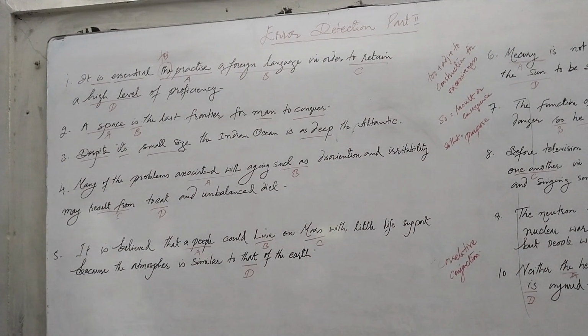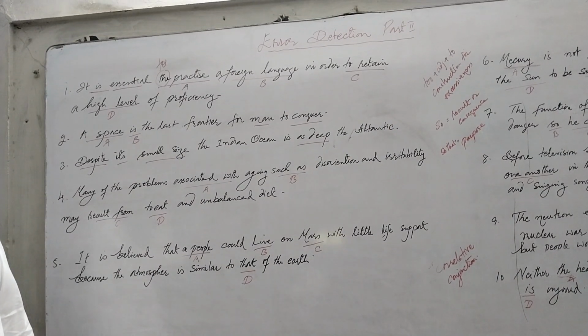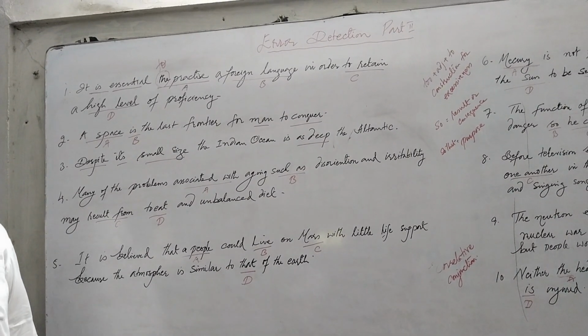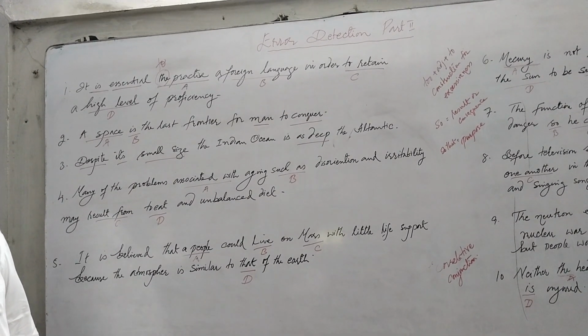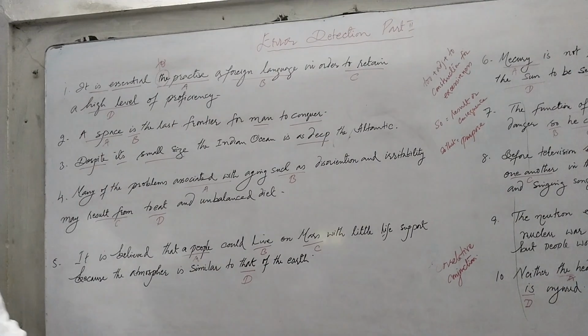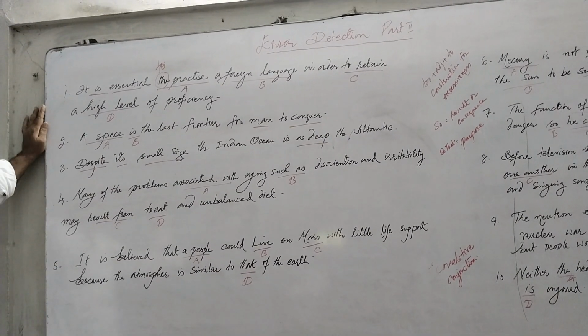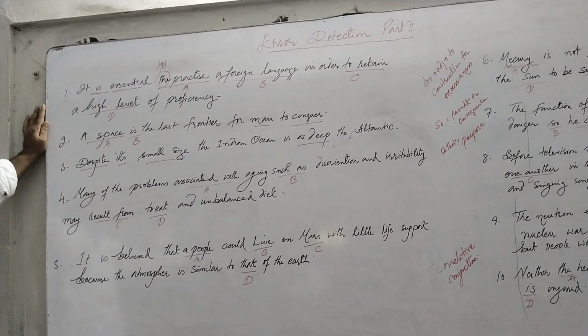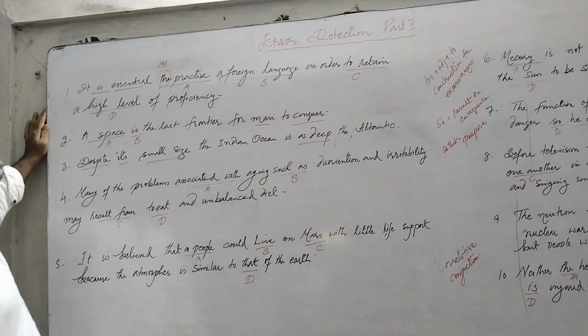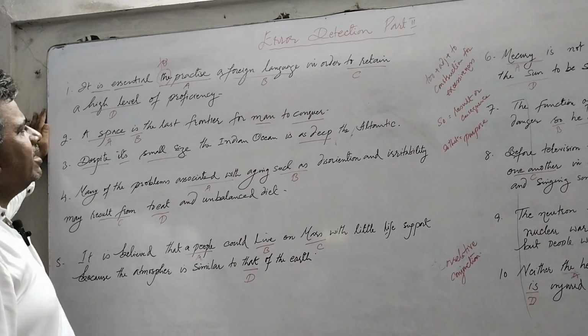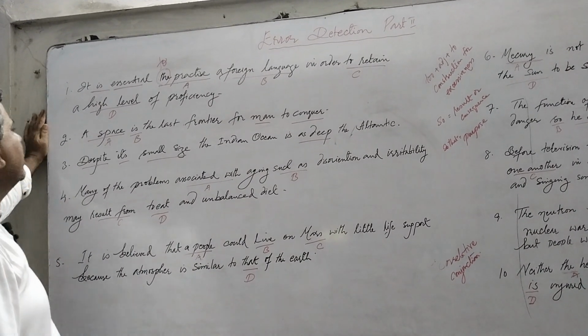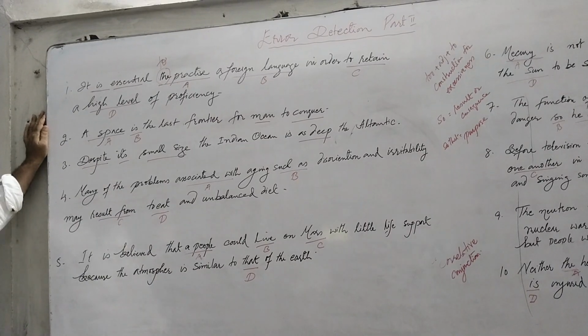We will try to point out the errors in the sentences and we will try our level best to correct these errors. So our first sentence is: It is essential the practice to practice a foreign language in order to retain a high level of proficiency.